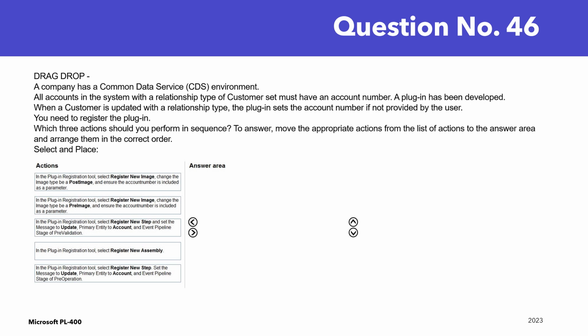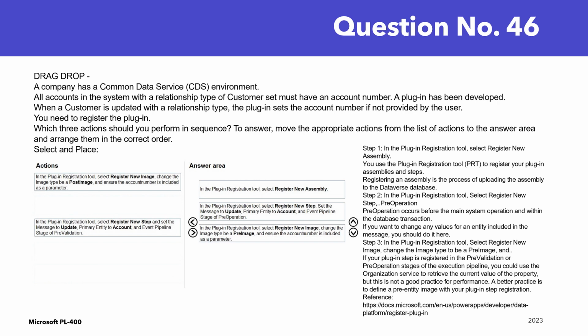To answer, move the appropriate actions from the list of actions to the answer area and arrange them in the correct order. Actions. In the plugin registration tool, select Register New Assembly. In the plugin registration tool, select Register New Step. Set the message to update, primary entity to account, and event pipeline stage of pre-operation. In the plugin registration tool, select Register New Image, change the image type to be a pre-image, and ensure the account number is included as a parameter.